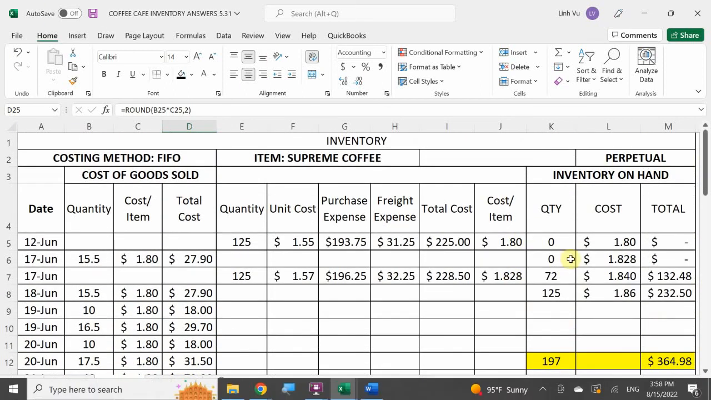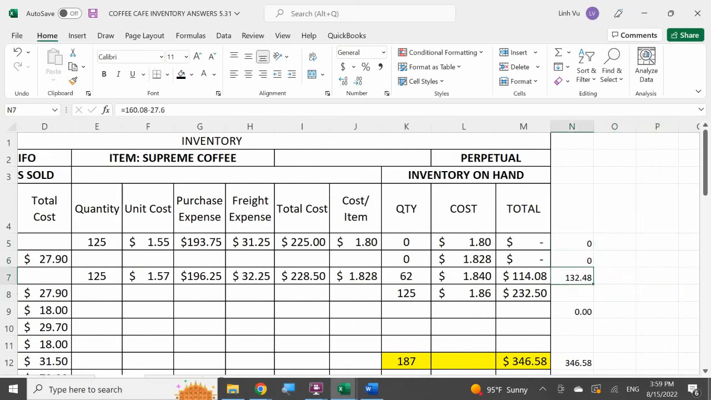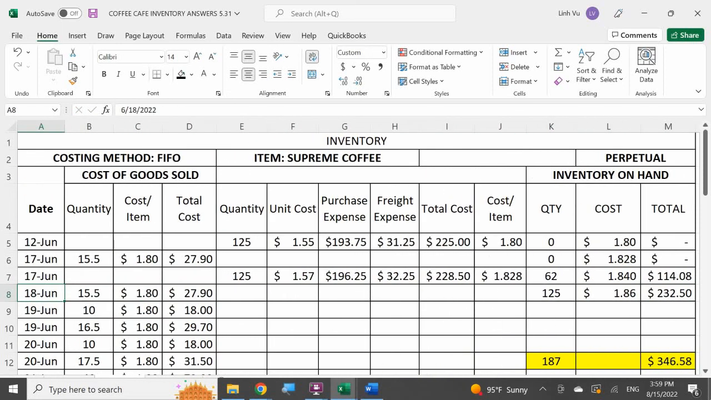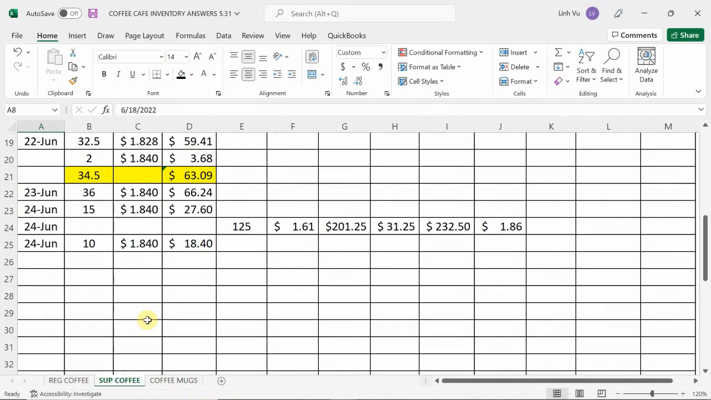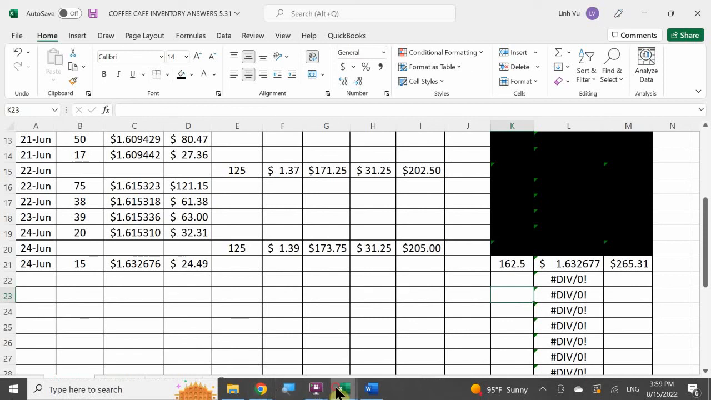I no longer have 72. So balance, now we have 62 pounds. So let me double check this. Should I get 114.08? Yep. Okay. So in this case, grand total should be 346.58. Yes. And we sold $18.40 of Supreme and $24.49 of the regular.